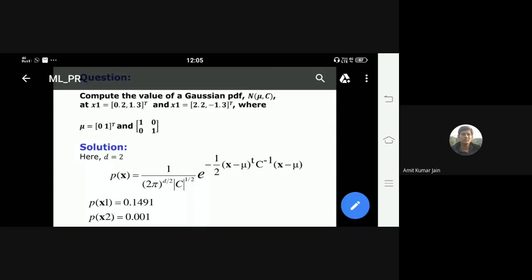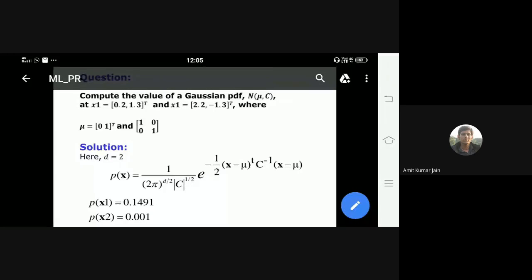While calculating this, it is nothing but vector and matrix multiplication. So you have to be very, very careful regarding the dimensions of the vector. Whenever you calculate, you have to remember that e to the power of something should be a single value, because you are calculating an exponential. It cannot be a vector. If it is a vector, then you cannot calculate it.